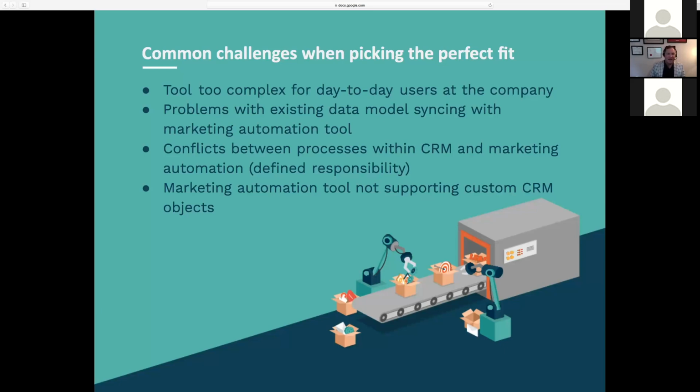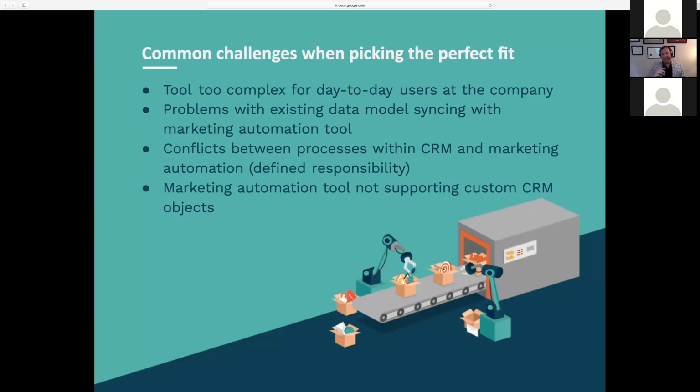Another issue we've run into a lot is problems with existing data model syncing with marketing automation tools. Many companies will use a variety of different data models. They'll use custom objects, things like that. And some marketing automation platforms support them better than others. There's always workarounds, so even this type of thing is not necessarily something that's going to stop you from working with any one tool or not.